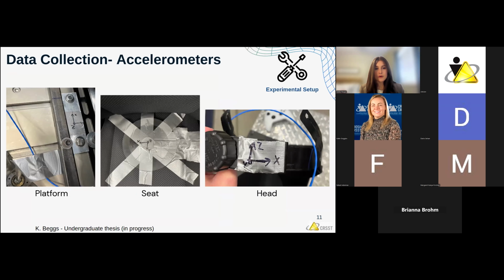To collect the data, we used triaxial accelerometers, which were used to measure vibration. We had one mounted to the platform, so it's under that little duct tape. And then we had it on the seat, in that capsule. And then on the head here, the accelerometer is actually behind that little adjustable piece. So this was the adjustable head piece that the participants wore.